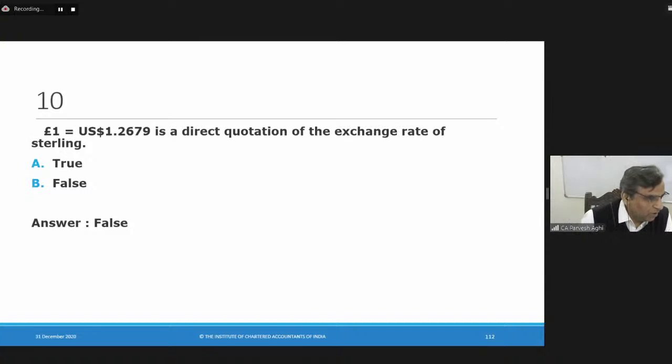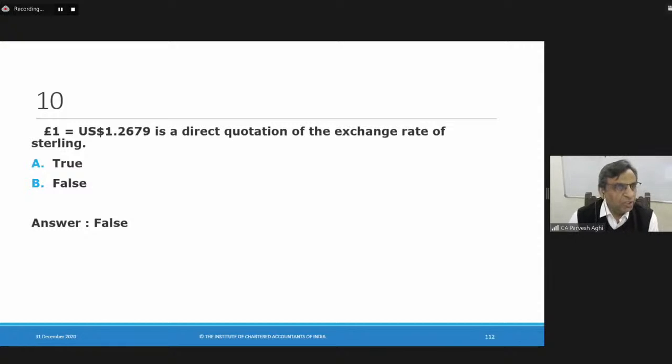Yes, it is false. So Manoj, Jaipur. Sumit said true. No, not true. Savi said false. Manoj is saying false. Ambika is saying B, which is false. Now, Sumit, why is it not true? Because of the same reason I told you, that £1 is equal to so many dollars.